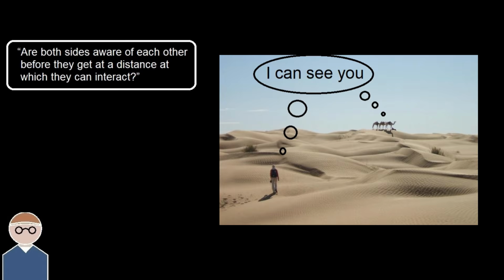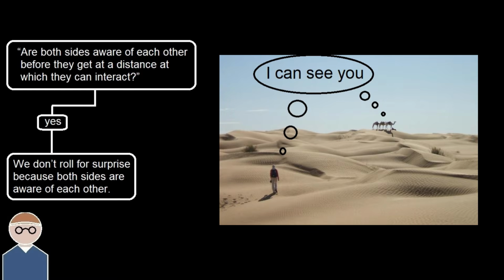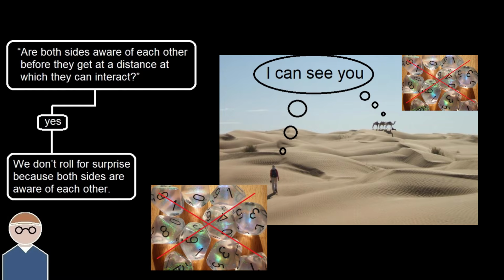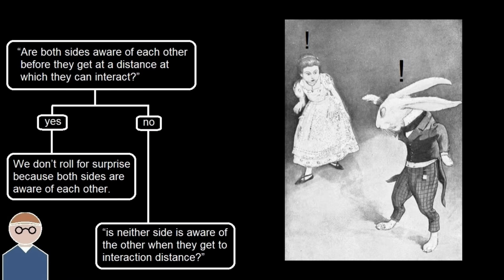This often happens in open terrain where the line of sight is measured in hundreds or even thousands of yards. If this is the case, we answer yes, and we don't roll for surprise because both sides are aware of each other. If we answer no, then we go here and ask the question, is neither side aware of the other when they get into interaction distance?